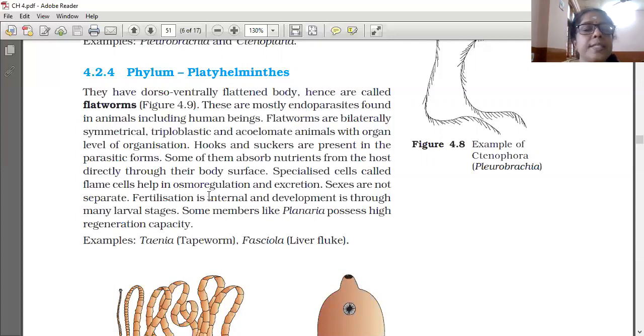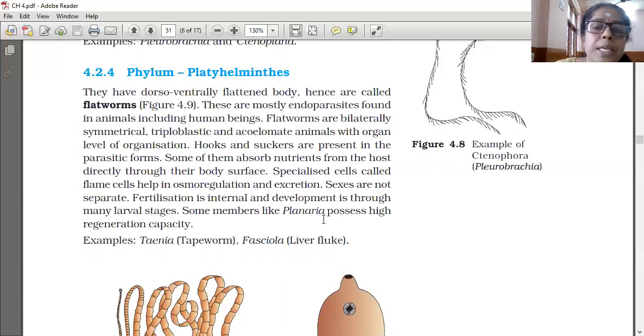And excretion. Sexes are not separate. Male and female are in one organism only. Fertilization is internal. Internal means taking place inside the female organism, the parent only. And development is through many larval stages.